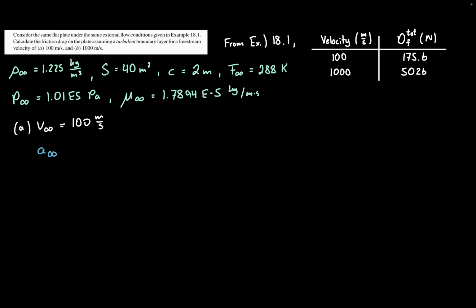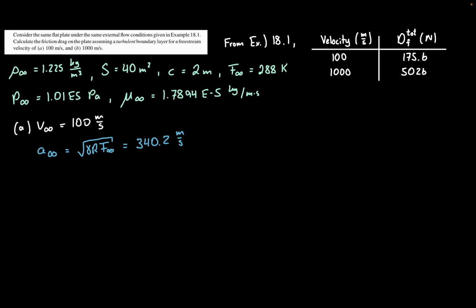Now in order to determine whether it's incompressible or compressible, we're trying to see if the Mach number is below or above that 0.3 pivot point. So for our free stream speed of sound, that's going to be the square root of gamma times the gas constant times T infinity. Plugging in the values, we should get 340.2 meters per second.